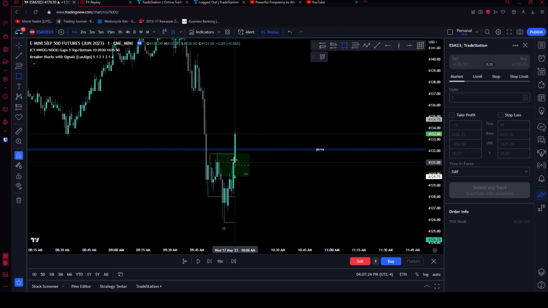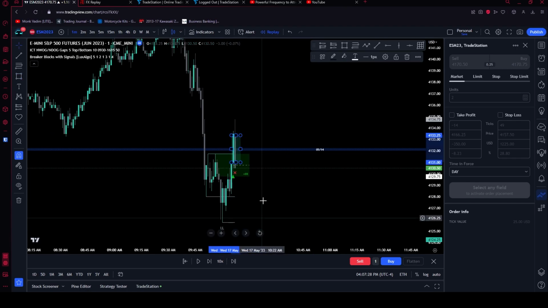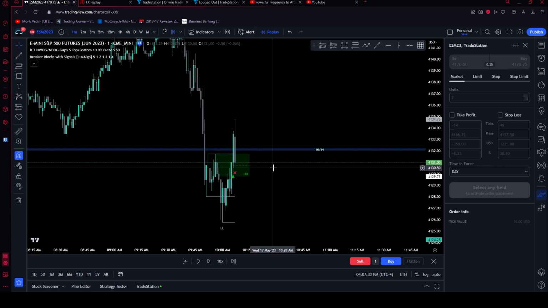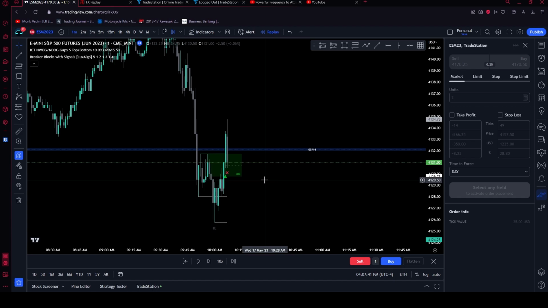And what we are going to see is the next candle. Oh yeah, it took away the fair value gap. So this was not a unicorn model, and I still took it. Naughty.